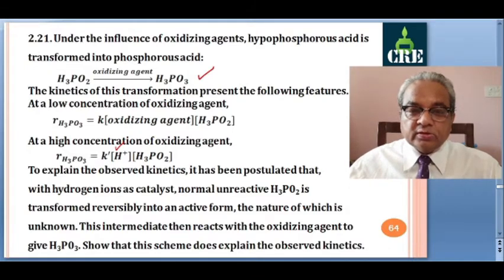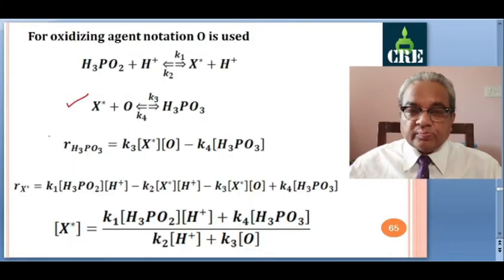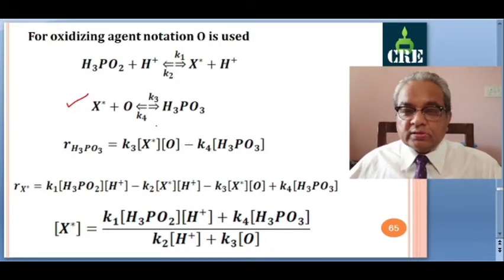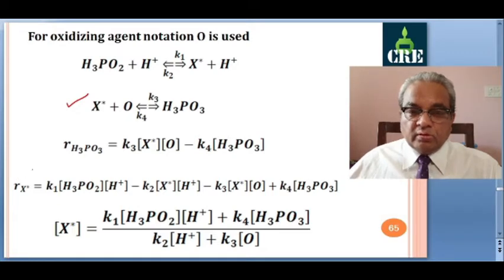So observed kinetics is this. It should satisfy at low concentration this condition and at high concentration this condition. Okay. So rate of formation of H3PO3 we want. That is k3 into concentration of X star into concentration of O minus k4 into concentration of H3PO3. This term concentration of X star we want to eliminate. So net rate we will write, and that is equated to 0.